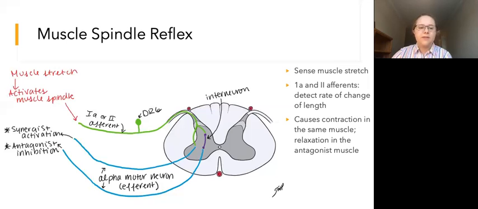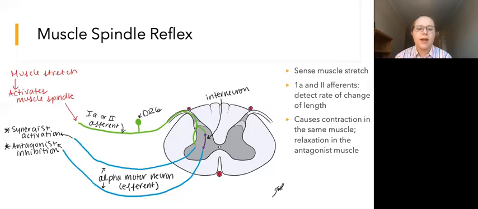So let's talk about the specifics of the pathway of the muscle spindle reflex. This reflex is pretty similar to the general pathway that we already talked about, with a couple different modifications. First of all, the muscle spindles in your muscles are going to sense increased muscle length or stretch. When a muscle is stretched, this activates the muscle spindles, which results in a signal traveling in a sensory afferent neuron. In the muscle spindle reflex, the sensory afferent is either a 1A or a 2 afferent.